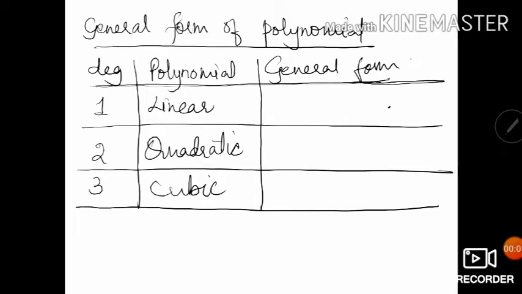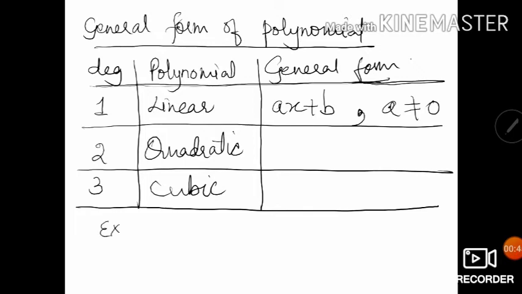Let's write down the general form for the different polynomials that we have studied. A polynomial with degree 1 is a linear polynomial. Its general form will be ax plus b. The power of the x term is 1, that is the highest power, and there is a constant, provided a is not equal to 0, because if a is equal to 0, then the term is only left with the constant and the degree becomes 0.